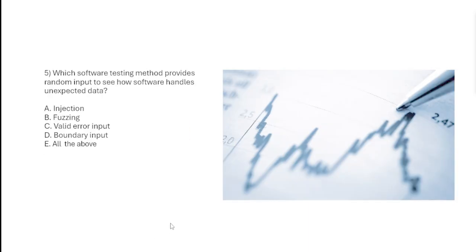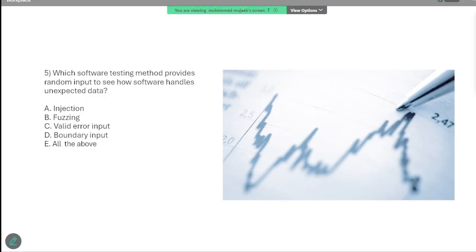Which software testing method provides random input to see how software handles unexpected data? Injection, fuzzing, valid error input, boundary input. Remember we talked about it? Yeah, you're right. It's E, all of the above. Excellent, excellent. Very good.